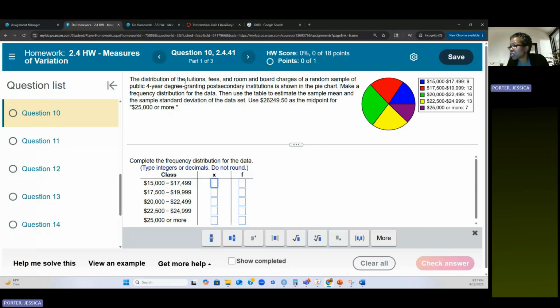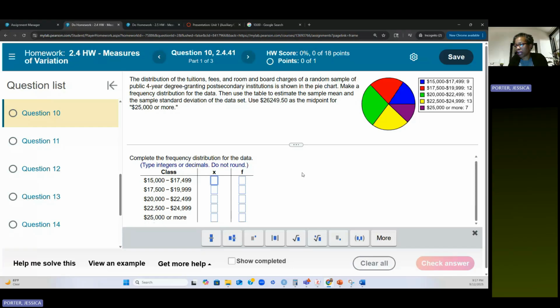The distribution of the tuition fees and room and board charges of a random sample of public four-year degree granting post-secondary institutions is shown in the pie chart. Okay, so what I'm going to do is I'm going to give you some guiding principles here.